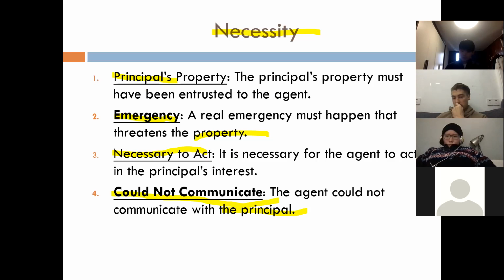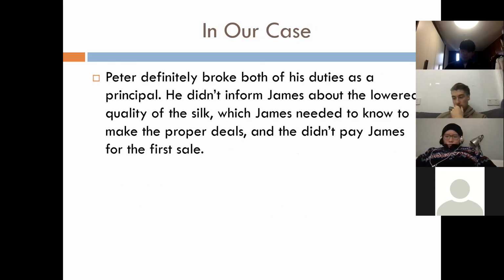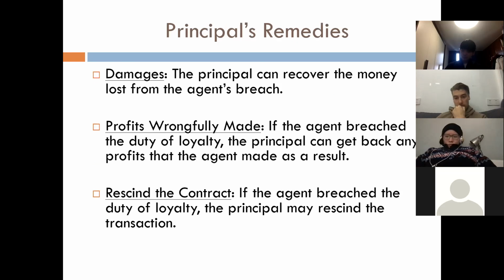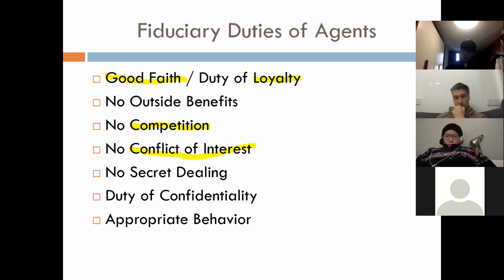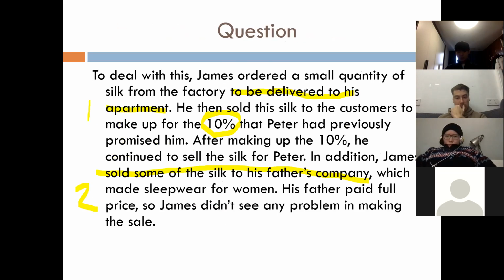Anything else? No, that's pretty much it for agency. The only other thing we didn't say is if the agent broke a duty of care, like James broke these duties. So what did James break? Right, there were two things James did. One, he sold some of the silk himself, and two, he sold some to his father.